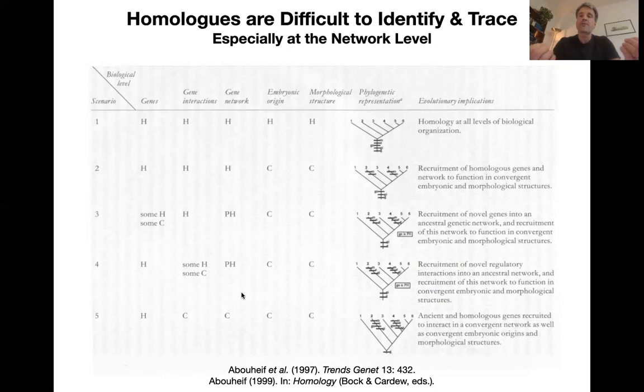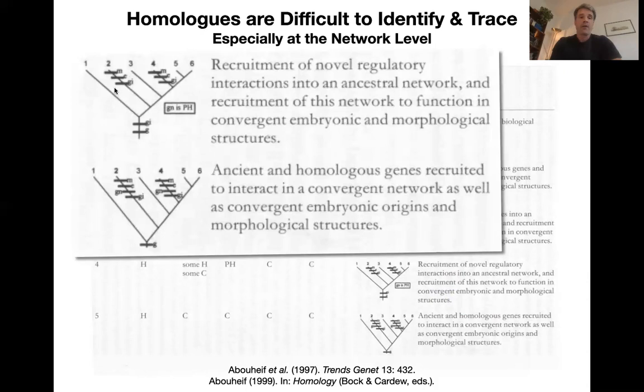Here, two examples of recruitment: recruitment of a novel regulatory interaction into an ancestral network, and recruitment of this network to function in convergent embryonic and morphological structures. I'm not going to go through all of this. Just be aware that there's a ton of different combinations. And he introduces this idea of partial homology. It's part of the network. The components and their interactions can be homologous, but not all of it. And it's a big headache, okay?